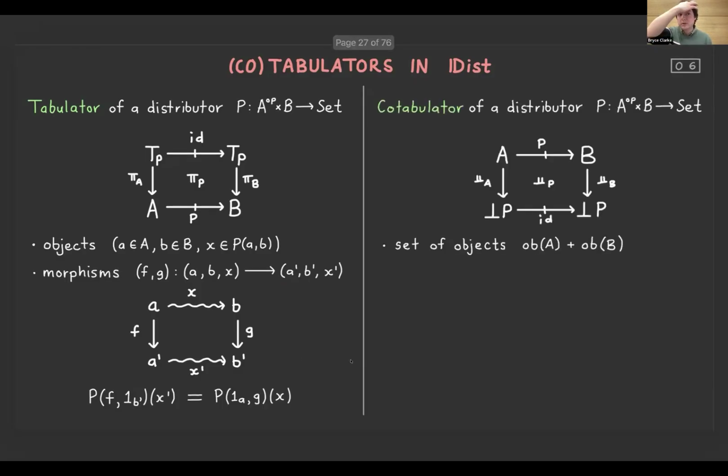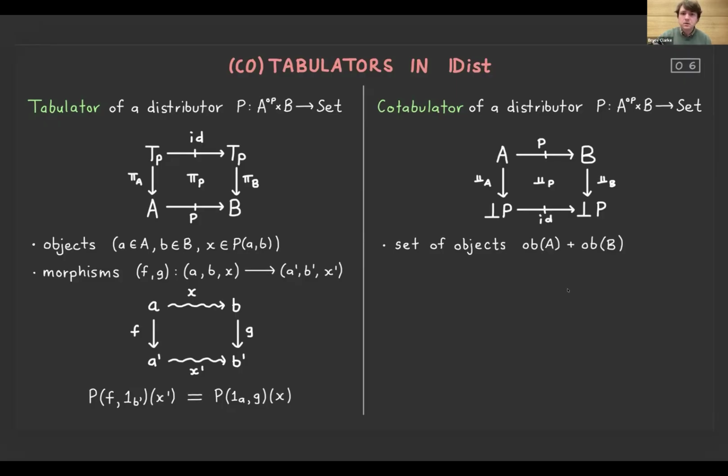And we could also look at the cotabulator. So just to give you a bit of a flavor of what cotabulators are like, if you have a distributor, then its cotabulator is giving you a cell like this in the double category dist, and its set of objects of the cotabulator is just the co-product of the sets of objects of A and B.